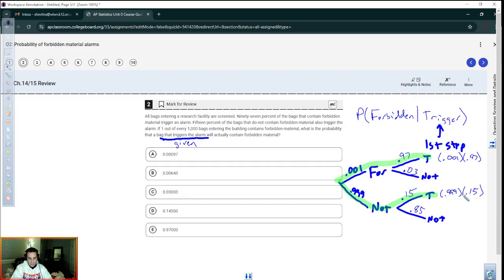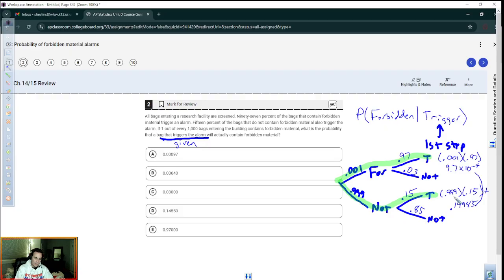So you got to get your two trigger rates. So that times 0.97, it's a small number, 9.7 times 10 to the negative fourth. And then the other one, 0.999 times 0.15, is 0.14985. Take those two numbers, add them together, because it could be you triggered the alarm this way or you triggered the alarm that way.